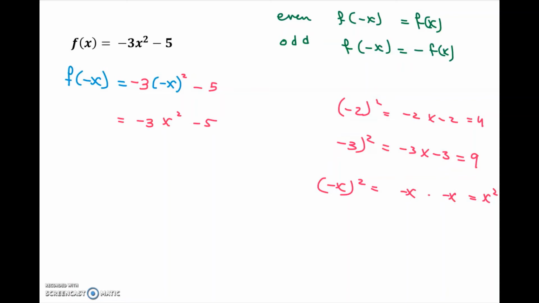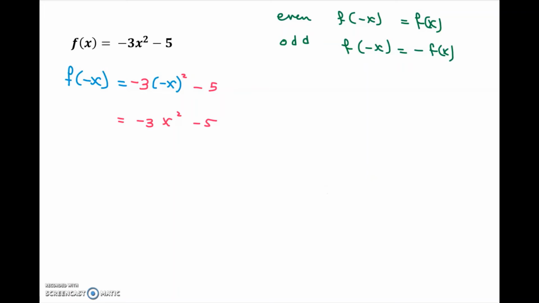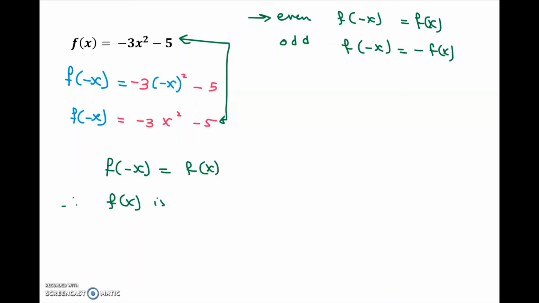What did we notice here? We noticed that f(x) is basically the same as f(negative x). So compare, let me just write f(negative x), I want you to compare the first function and this one, just to see if this rule is applied. We notice that f(negative x) equals f(x), they are the same. Therefore, f(x) is an even function.